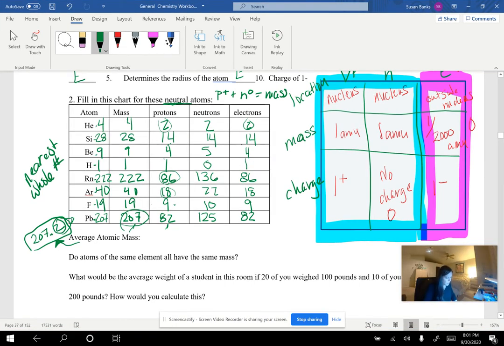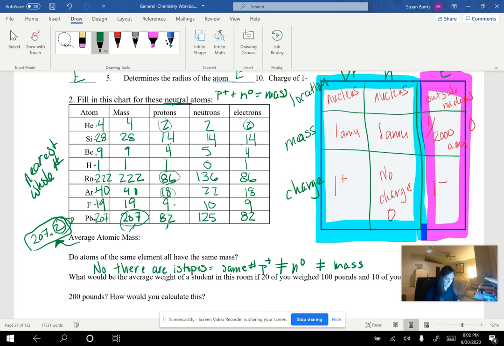Okay, do all the atoms of the same element have the same mass? No, there are isotopes. So they have the same number of protons, but a different number of neutrons. Okay, so that means they have different mass because neutrons also weigh something.